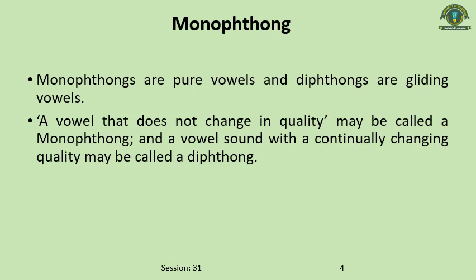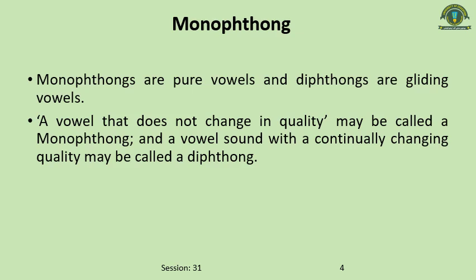Let me read again that monophthongs are pure vowels and diphthongs are gliding vowels. So I have presented before you one example containing two words having one diphthong. Now, we have to understand more. The slide tells us that a vowel that does not change in quality may be called a monophthong. I repeat, a vowel that does not change in quality may be called a monophthong, and a vowel sound with a continually changing quality may be called a diphthong.